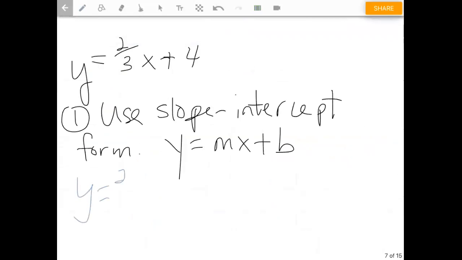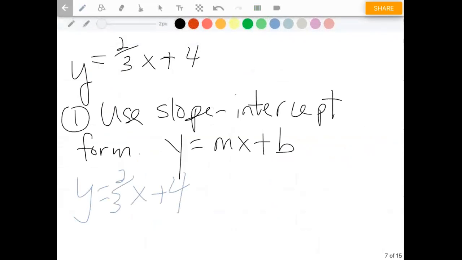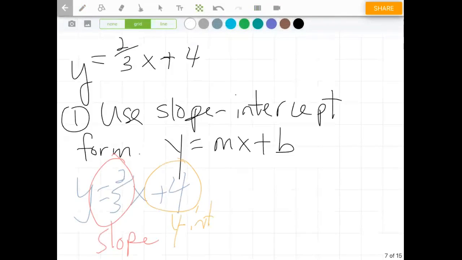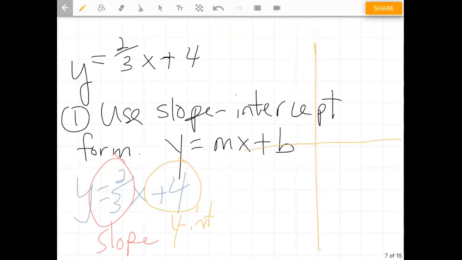So we have 2/3 x plus 4. So if you recall, the 2/3 is your slope, and the plus 4 is your y-intercept. So if we're going to graph using slope-intercept form, the first thing that you're going to plot is you're always going to plot your y-intercept. Well, that was +4. So that means we're going to go on the y-axis to 4. 1, 2, 3, 4. So there's that point.